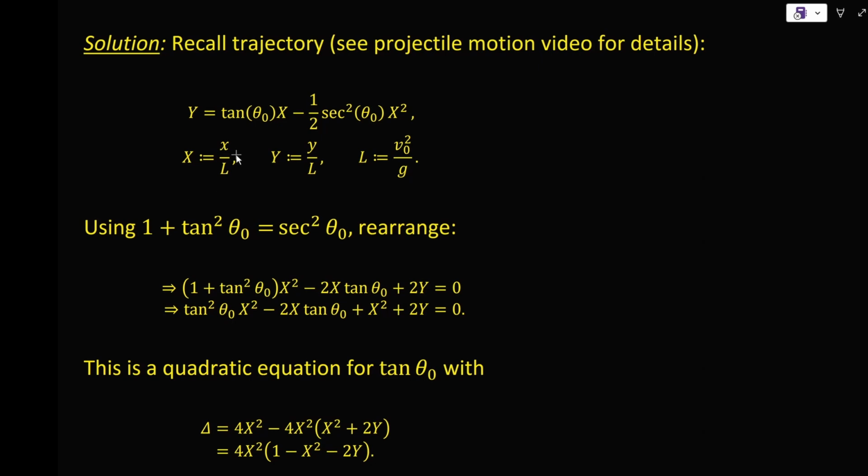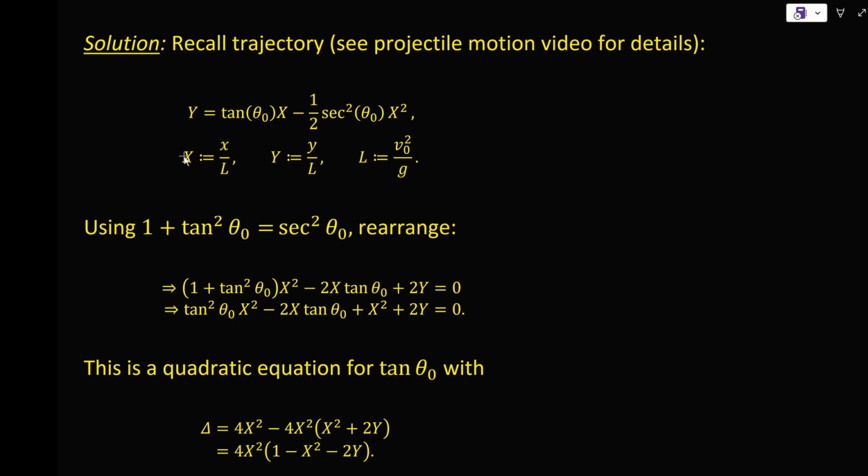Capital X is defined as little x divided by L. Capital Y is little y divided by L. And L is defined as v naught squared over g, taken as the characteristic length of the problem. In the projectile motion video, we've shown that L is in fact the maximum range.